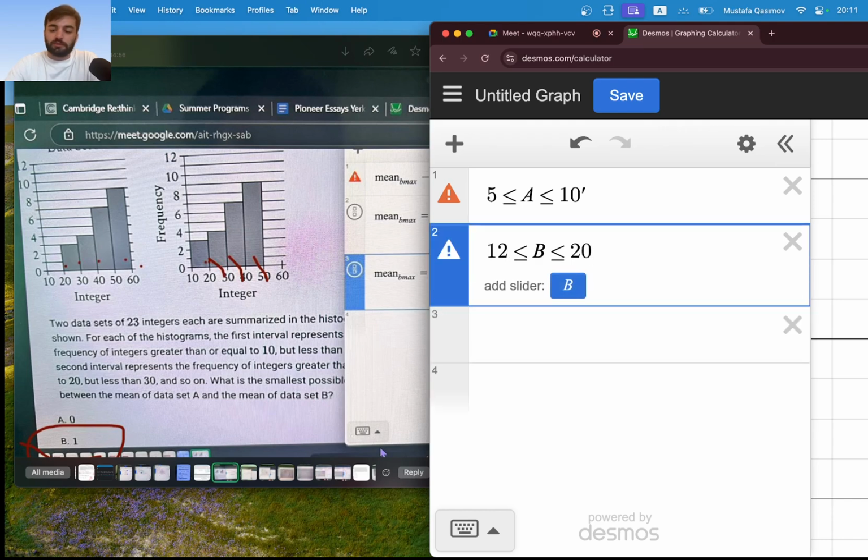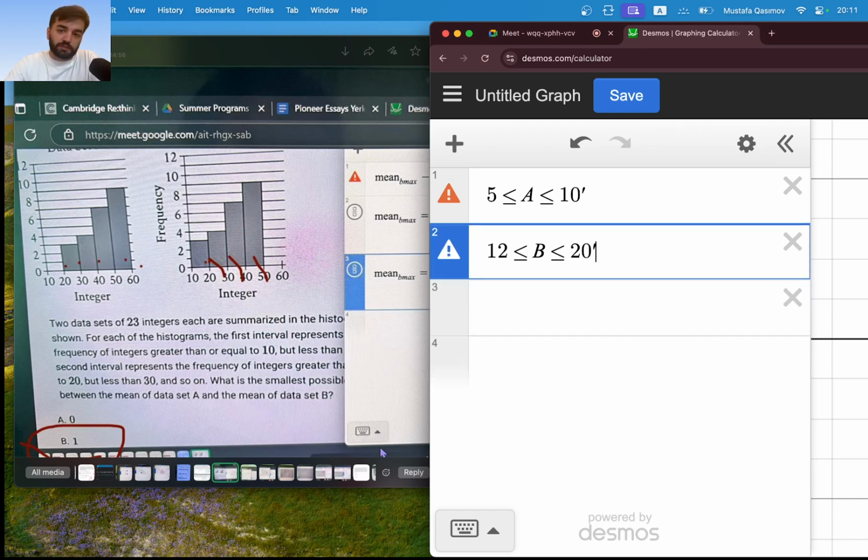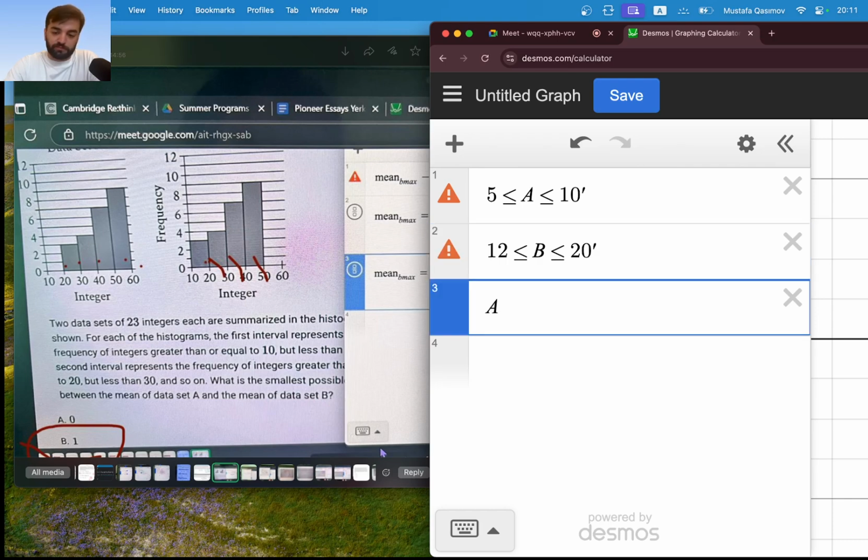Okay, can you tell me what's the minimum possible difference between A and B? A can be 10, B can be 12. Yeah, so like 2.